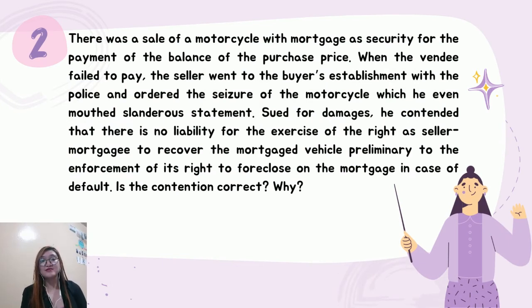Number 2. There was a sale of a motorcycle with mortgage as security for the payment of the balance of the purchase price. When the vendee failed to pay, the seller went to the buyer's establishment with the police and ordered the seizure of the motorcycle, during which he even mouthed a slanderous statement. Sued for damages, he contended that there is no liability for the exercise of the right as seller-mortgagee to recover the mortgaged vehicle preliminary to the enforcement of his right to foreclose on the mortgage in case of default. Is the contention correct? Why?